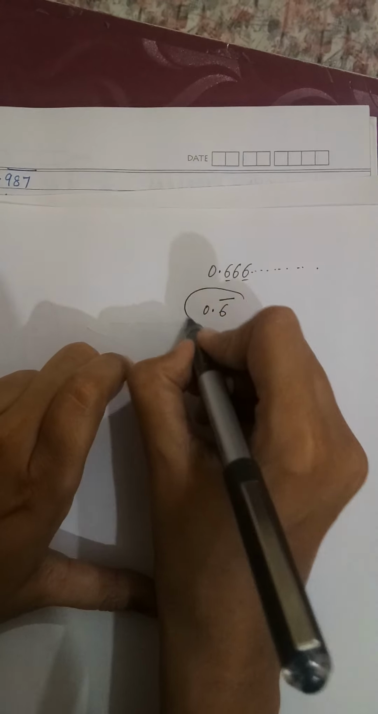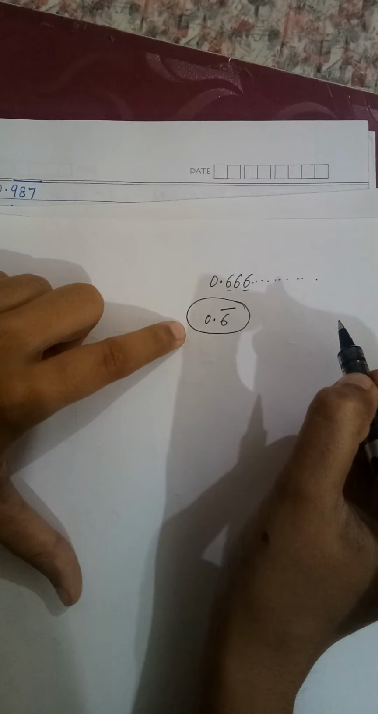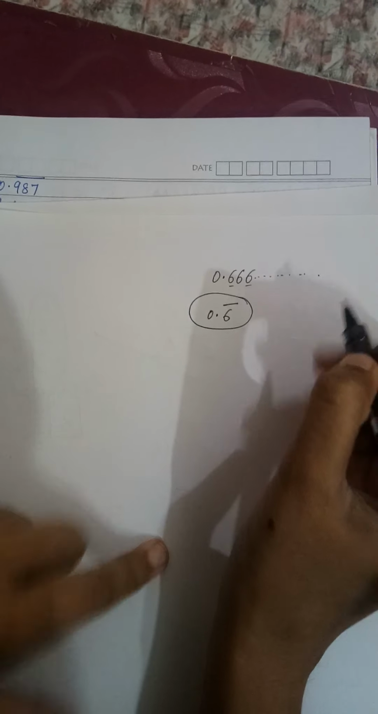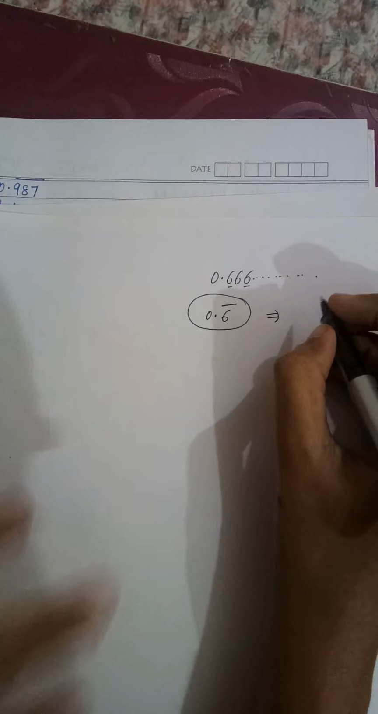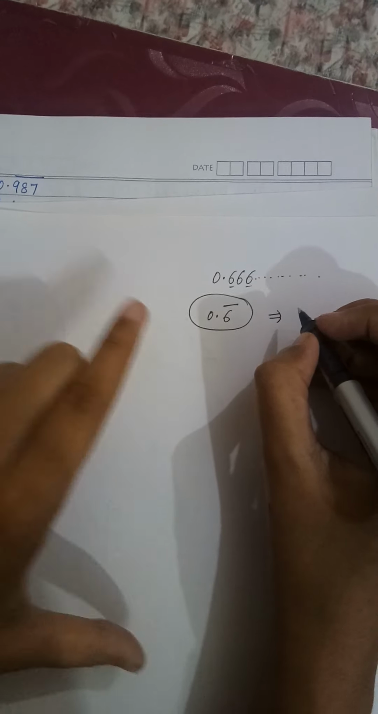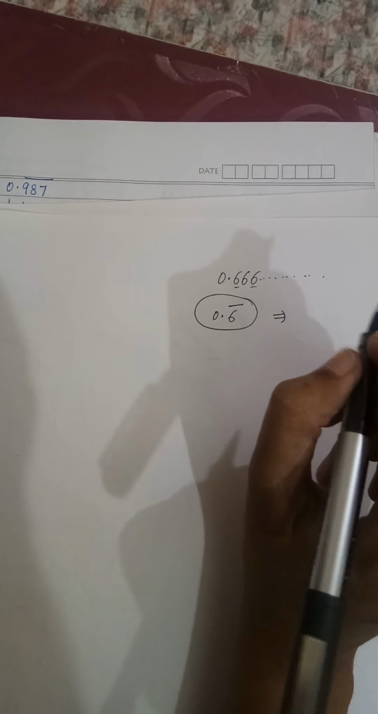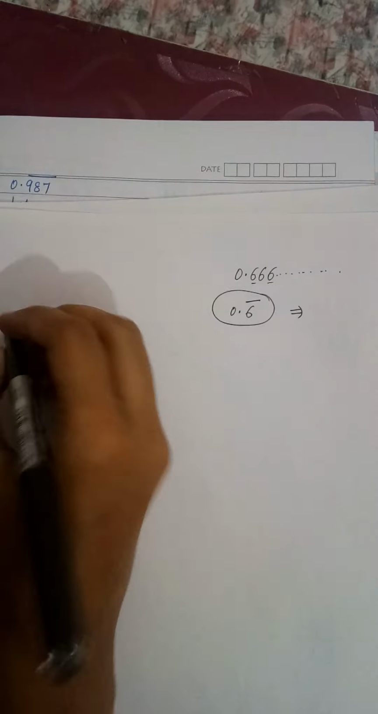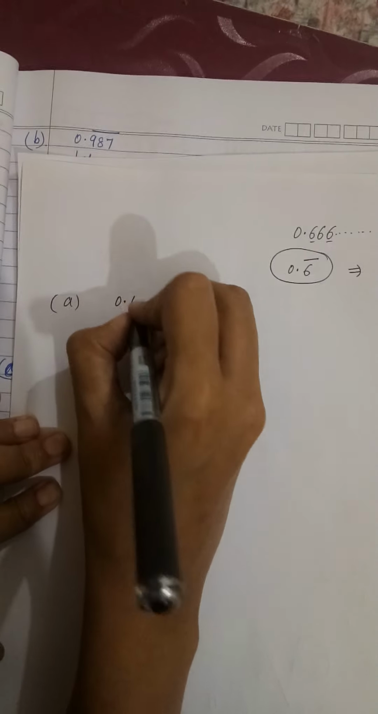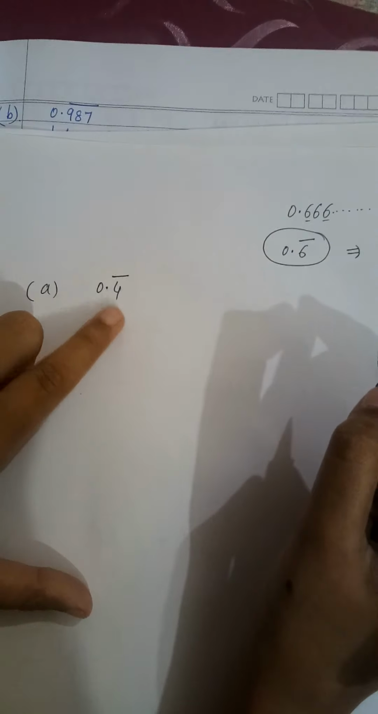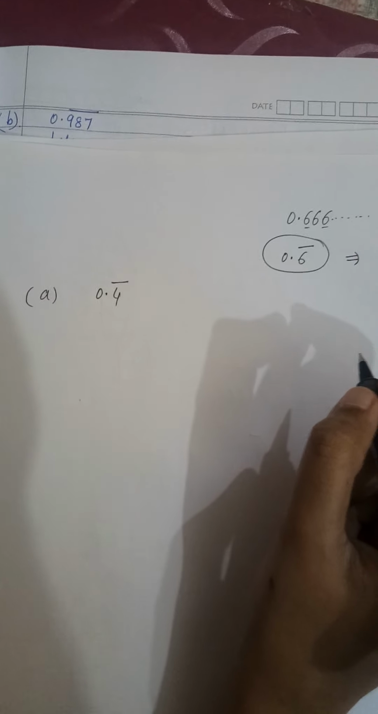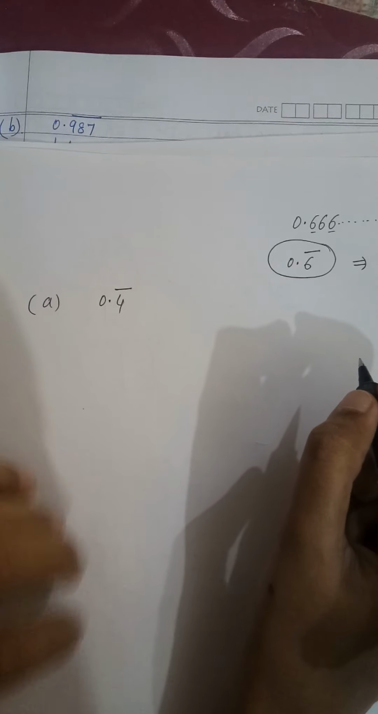Now this 0.6 bar I have to write in the rational form. That means I have to write it in the fraction form. How am I going to write it? There is a method of doing this. That's what we are going to discuss now. Okay, first example is 0.4 bar. You have to write 0.4 bar in the rational form.